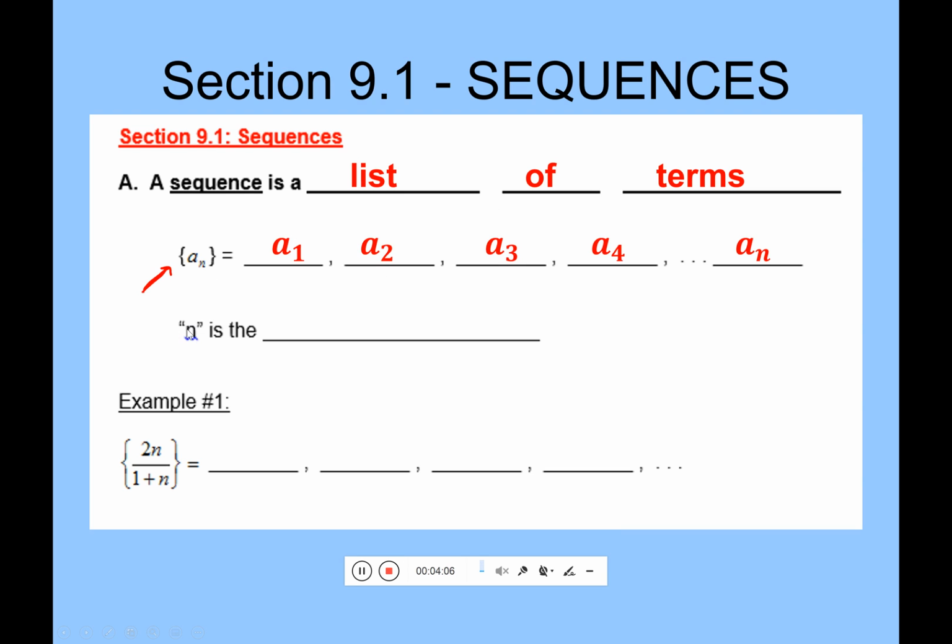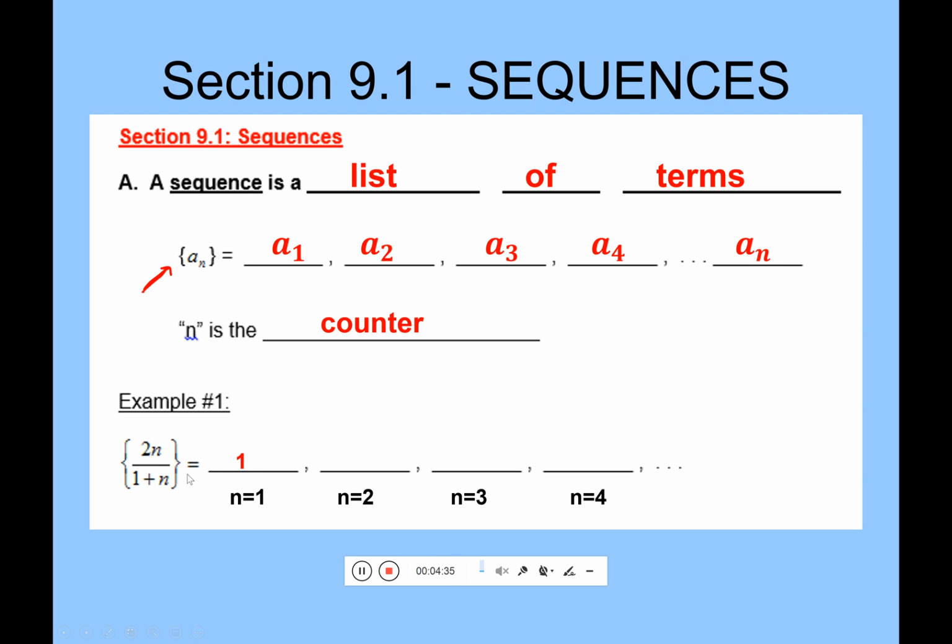Just as a matter of vocabulary, the n that shows up in a sub n is called the counter. For example, we might be talking about a sequence defined as 2n over 1 plus n. Just start listing them out. Think about if n equals 1, if n equals 2, if n equals 3, and so on. If n equals 1, the first term is simply 2 times 1 over 1 plus 1, right? Wouldn't that just equal 1?